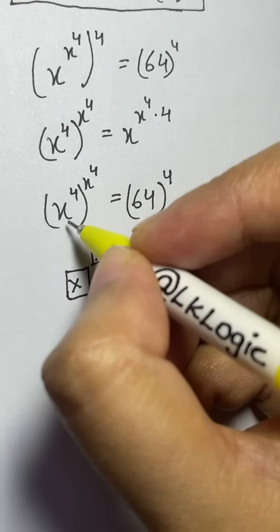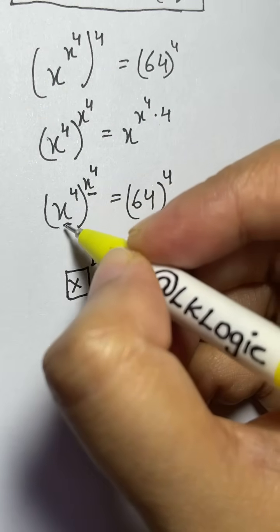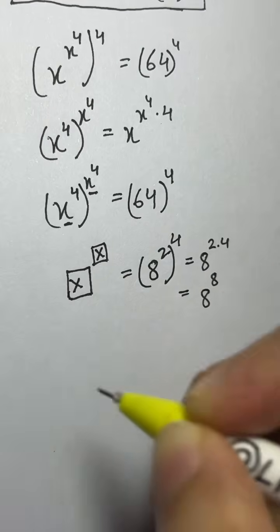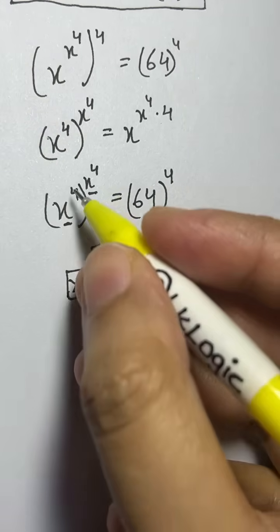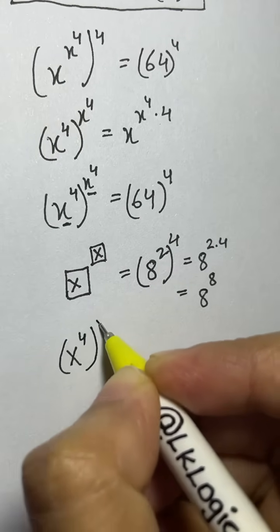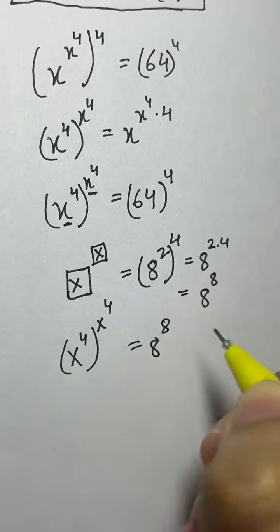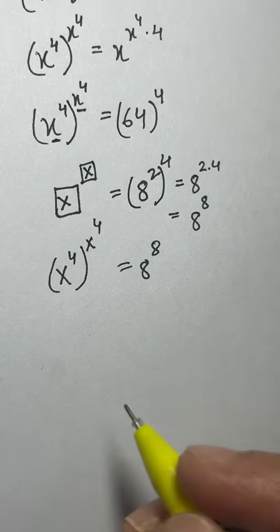And here also, as you see, the base is the same as the power. The base is x to the power of 4 and the power is x to the power of 4, something to the power of itself. Now let's write this down. We have x to the power of 4 to the x to the power of 4 is equal to 8 to the power of 8. Now I hope you all understood what the solution is.